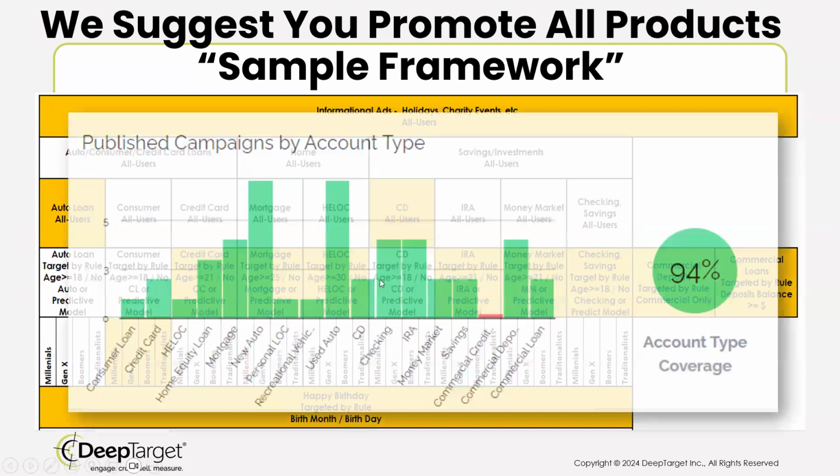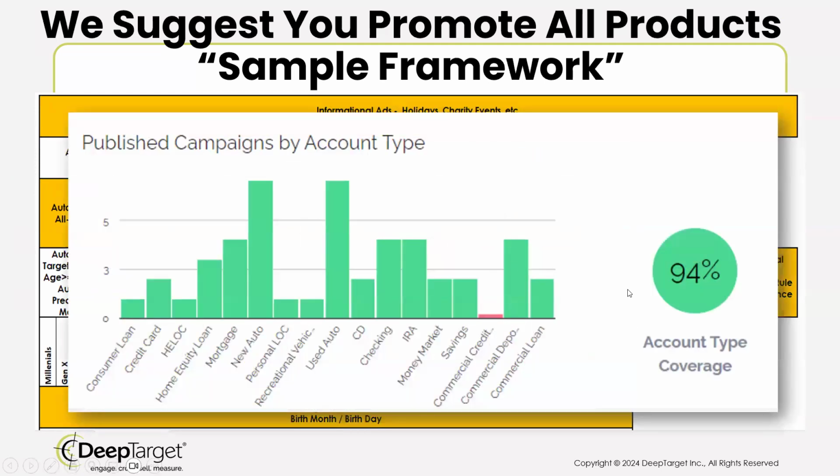Great point. So I want to show you one of our customers. We're going to speak to them in just a minute, but all by themselves, they're not a managed services account of DeepTarget. They have, look at this, 94% of account type coverage. So if I add these up, this actually comes to 49 campaigns that they're running right now across 16 account types. And that's amazing. So we'll speak to them. We'll congratulate them in a minute.